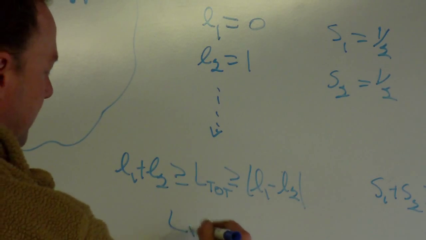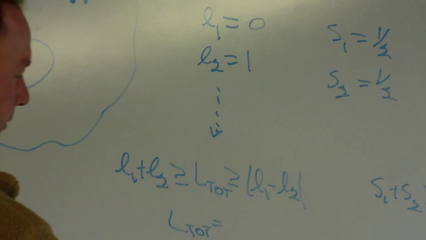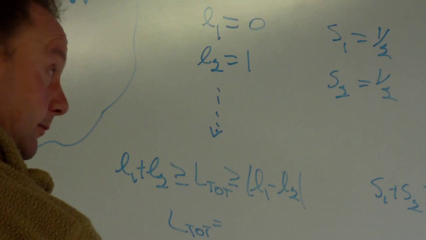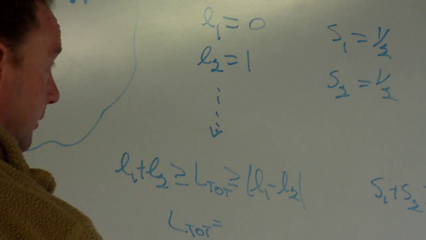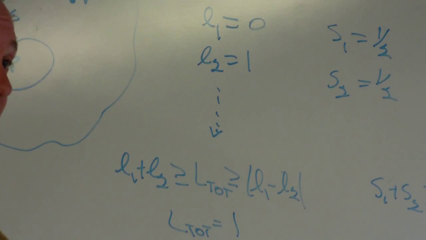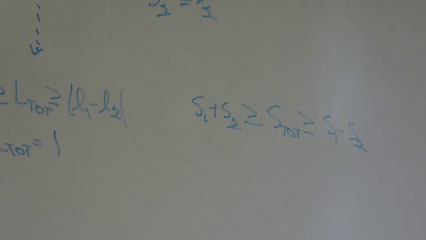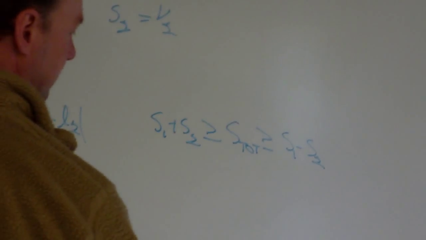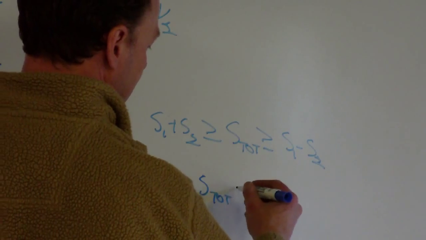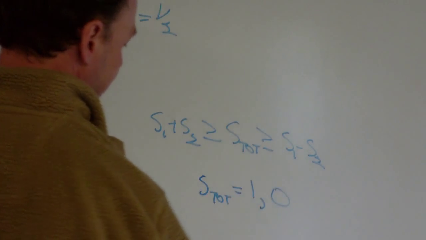L total can equal 1. 0 plus 1, oh, right, that's right. L total is just 1. Sorry, I was thinking of 0. L total equals 1. All right, and what about S? 1 and 0. S total can equal 1 and 0.